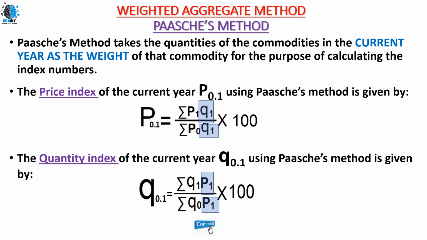In the Laspeyres method the weight is given to the base year. In the Paasche method the weight is given to the current year. So in the price index we are giving weight to the quantity of the current year, and in the quantity index we are giving the weight to the price of the current year. So these are the formulas of our Paasche method.